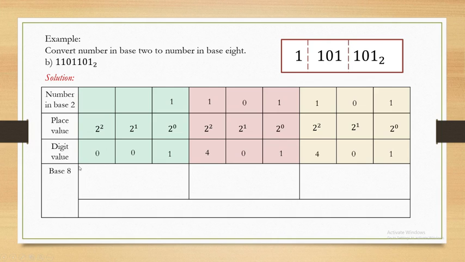Okay, then we're gonna find the number value for each group. Okay, like this, 4 plus 0 plus 1 equals 5. The number value of this group is 5, and this group is 1. Okay, we combine these digits to form the number in base 8. Okay, we get 155 base 8. Okay, this is the final answer.